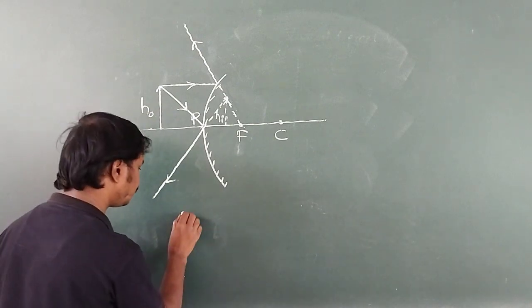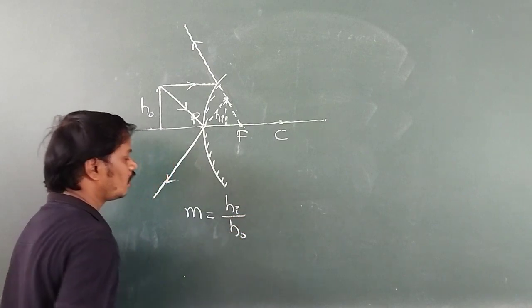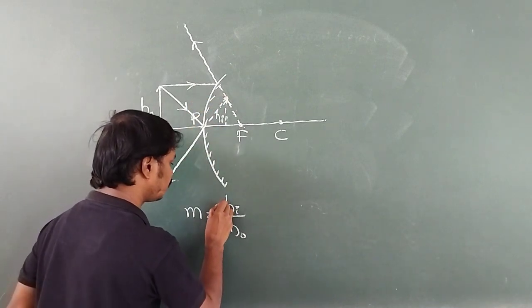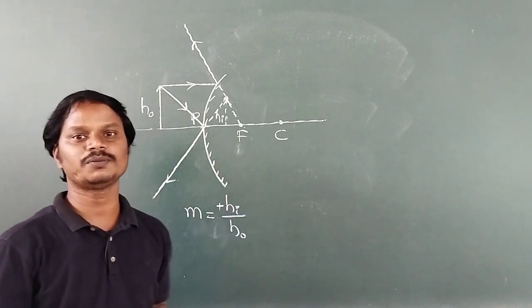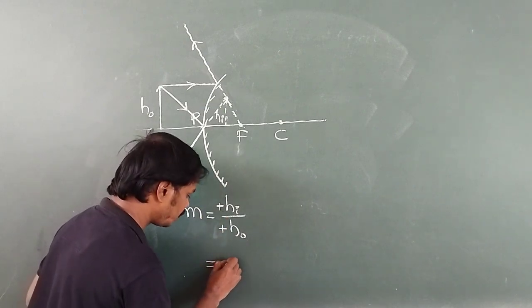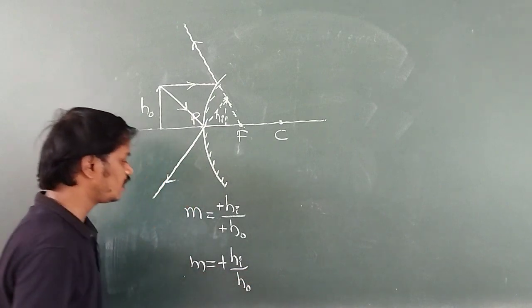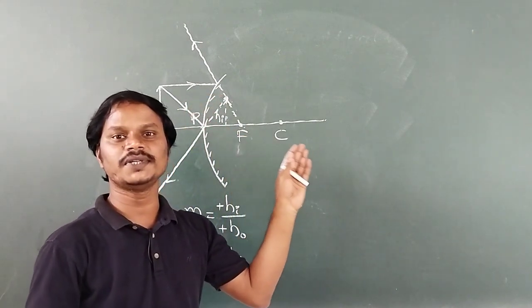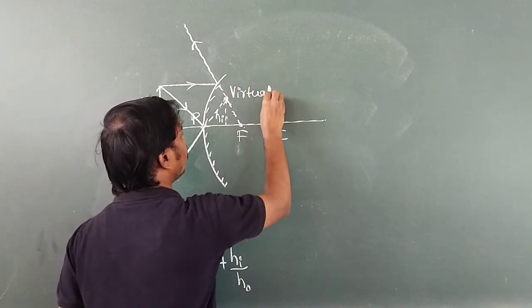Now magnification. Magnification can be written as Hi by Ho. The height of the image is measured in the upward direction, that is why the height of the image is taken as positive. And the height of the object is also measured in the upward direction, that is why the height of the object is also taken as positive. Then positive by positive is again positive, so plus Hi by Ho. What does the positive sign indicate here? The positive sign indicates that the nature of the image is virtual and direct, which means we cannot see this image on the screen. Then what is the nature of the image? Virtual and direct.